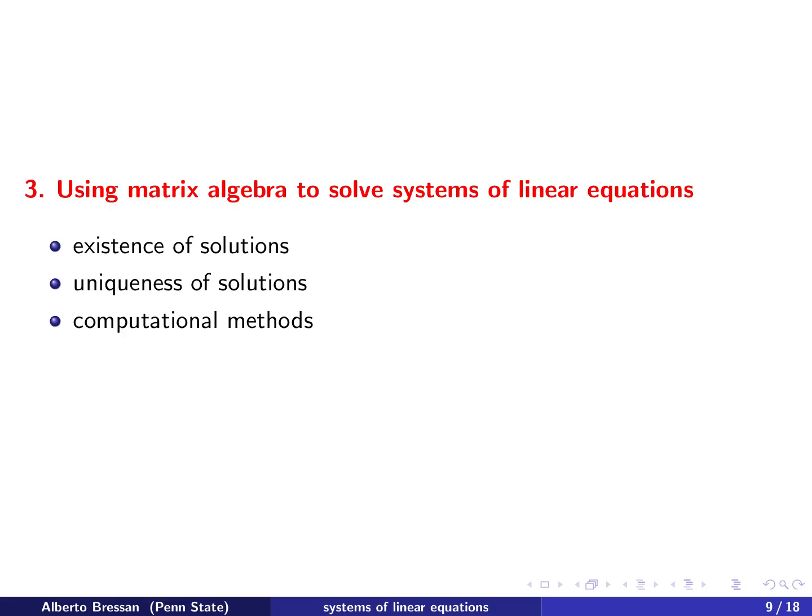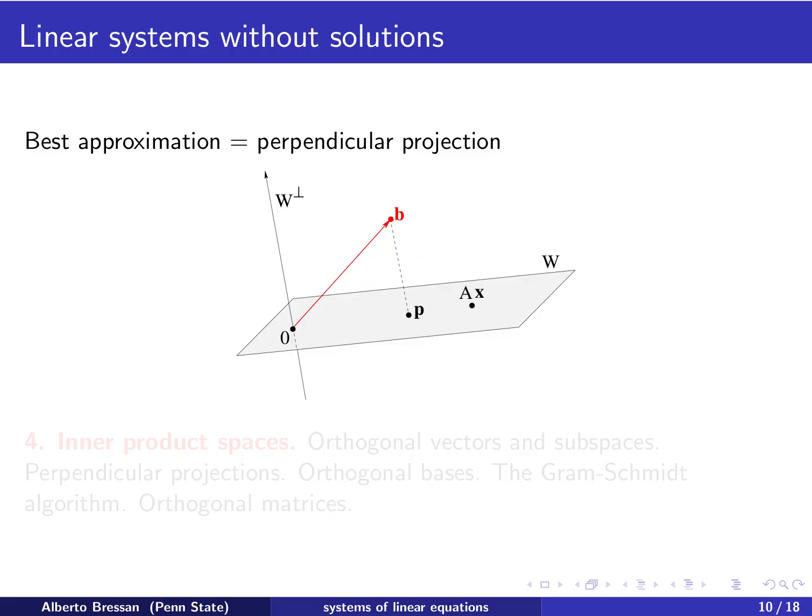We'll talk about some theoretical aspects of it. We'll discuss existence of solution, uniqueness of solution, and we'll touch on computational methods. Some linear systems might not have solutions in the normal sense. So in those cases, we are interested in finding an approximation to the solution that is the best one.